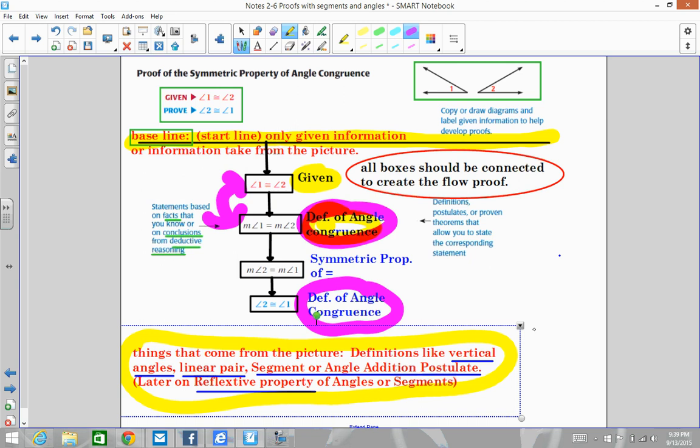What's in your boxes are your statements. Those are your angles and very specific things. And on the outside is your definition, postulate, and theorems. They're the reason why you can write that answer.